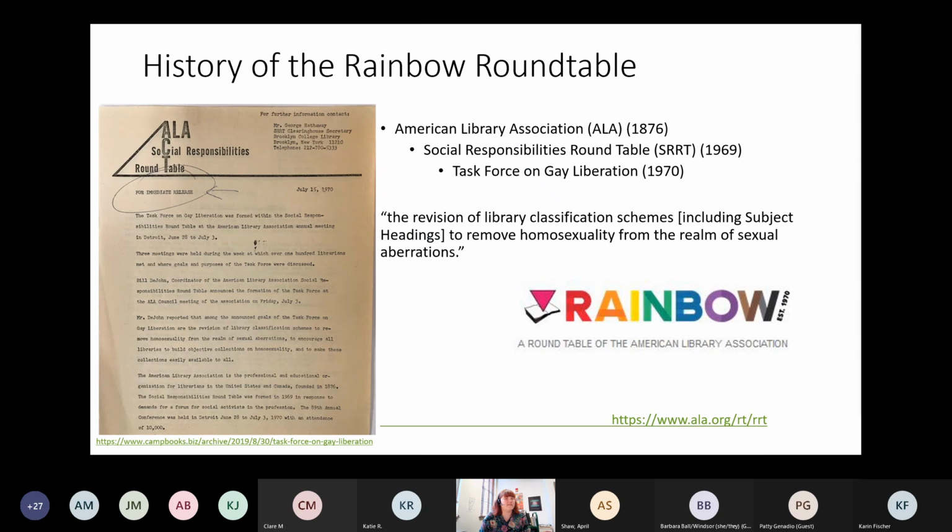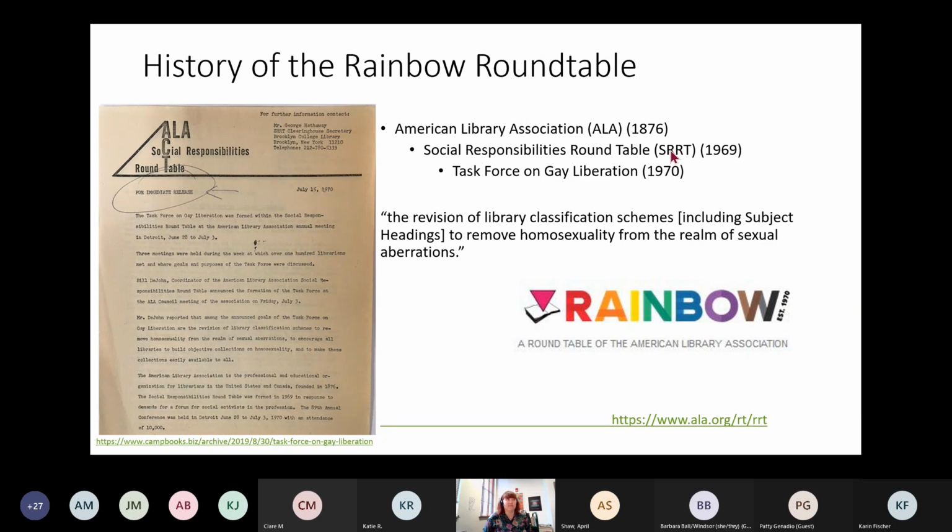potentially people have heard of the Rainbow Roundtable, which is a section of the American Library Association, their social responsibilities roundtables. The Rainbow Roundtable has changed names over the years. It was established in 1970 as the Task Force on Gay Liberation. And the reason why I bring this up is because on the left of the screen, we'll see this letter here. This is the ALA's Social Responsibilities Roundtable, which I should have mentioned was formed in 1969.